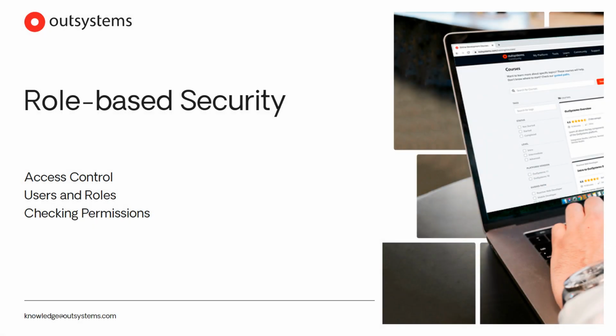In this session, we will introduce role-based security and access control in OutSystems. We will start by defining what access control is, and why it's important. Then, we will talk about end users of our applications, as well as roles and how we can use them to grant permissions. We will finish by discussing how we can check for user permissions in our applications.